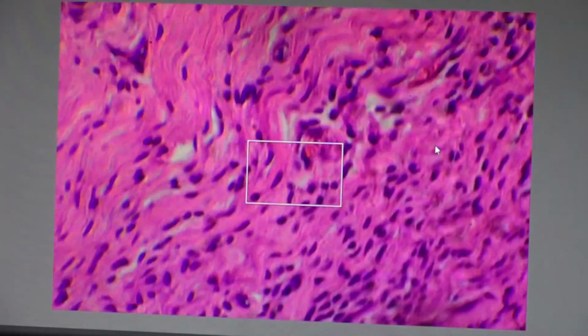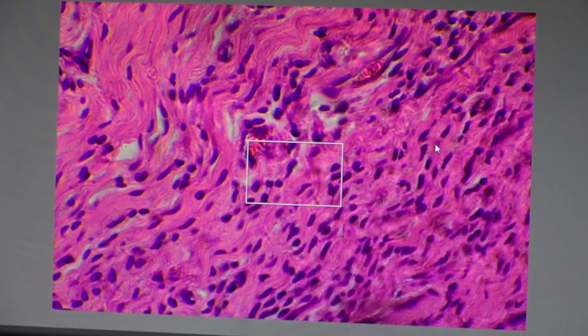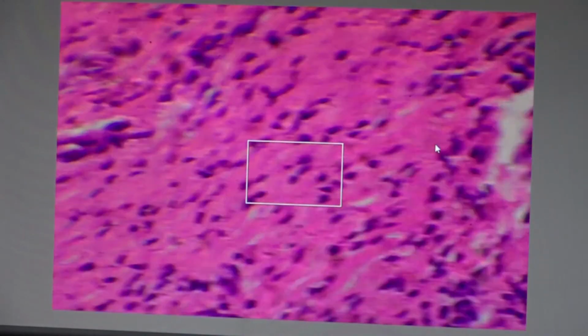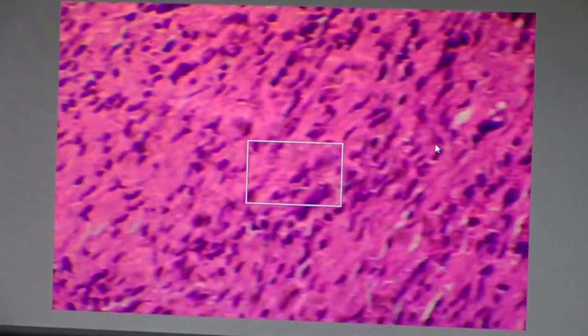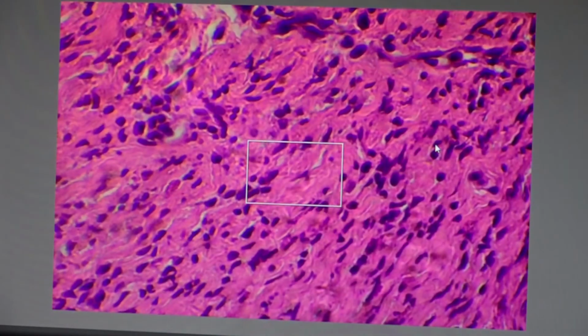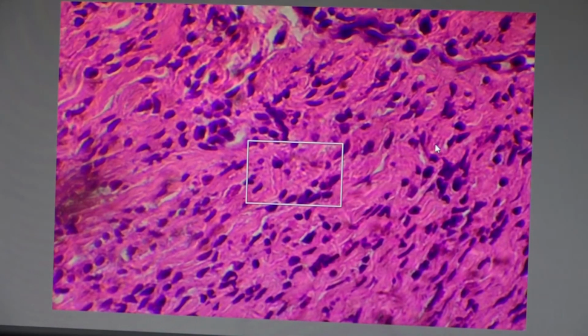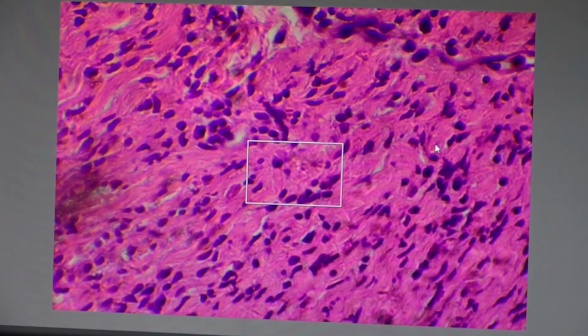This is an example of chronic non-specific cervicitis. Benign-looking squamous epithelium underlaid by stroma, heavily infiltrated by chronic inflammatory cells. This is chronic non-specific cervicitis.